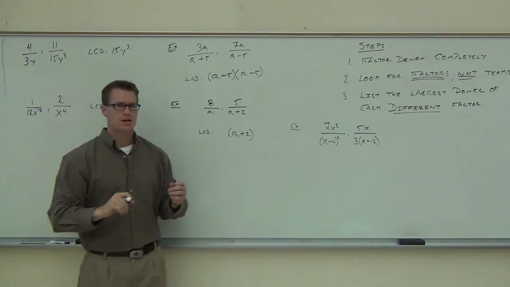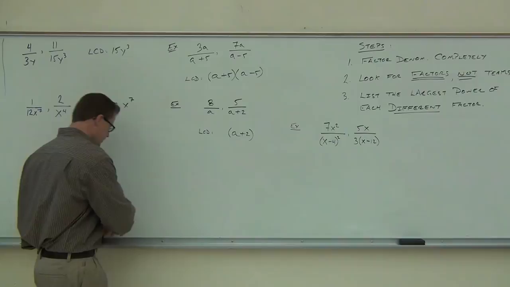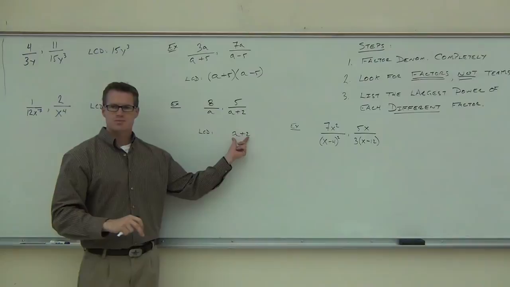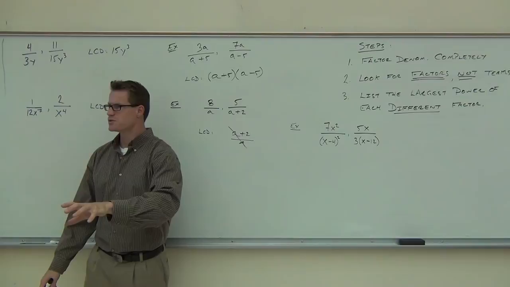Now my question is, does this A plus 2 already include this A as a factor? I see some people going, yeah. I see some people going, no. As a factor? Does it include it as a term? Yes. Is that good enough? No. If I divided this by a, would the a go away? Really? You mean I can do this? No. Then it's not divisible by a, therefore a is not a factor of it. Do you see the difference? That's important.